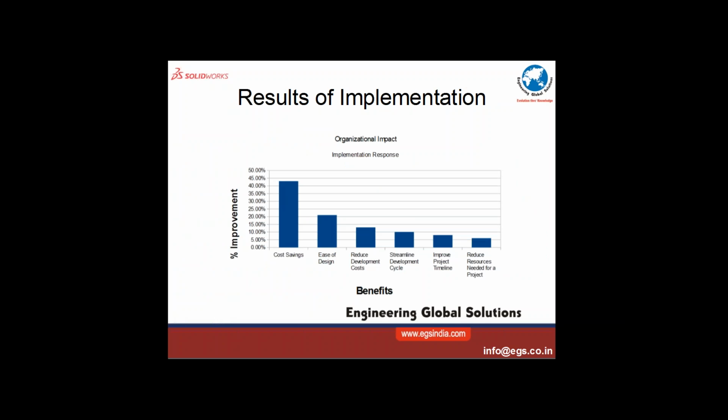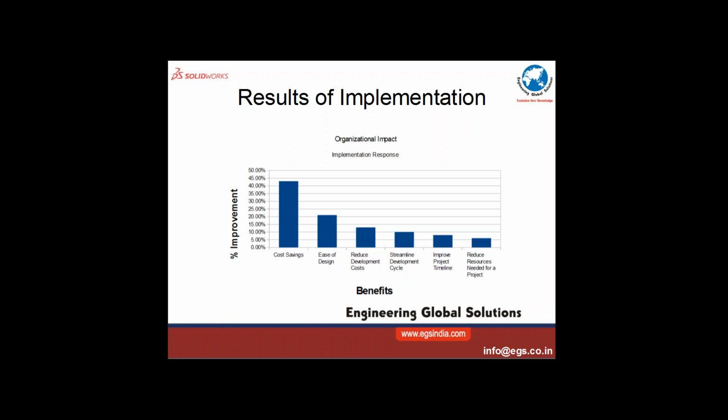So the results of implementing the design for cost in any organization, based on service and the response provided by customers, can be classified under the cost savings that resulted directly as a result of the implementation, the ease with which the design was done, how the product development costs got reduced, how the design development cycle time got streamlined, how the project timeline improved, and how resources needed for a project were reduced as a result of the visible dashboard that is coming in terms of utilization of people, in terms of cost, and in terms of time.